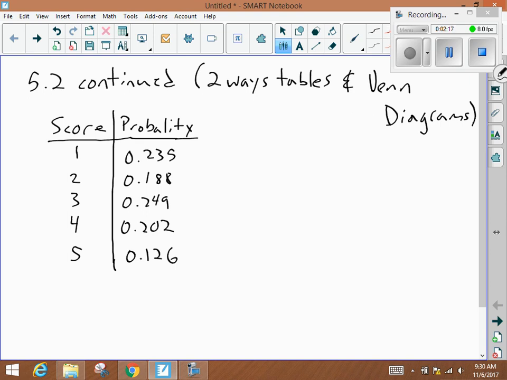So, first thing we're going to do is verify that this is a legit, we'll just call it legit, I'm too tired, legit probability model.